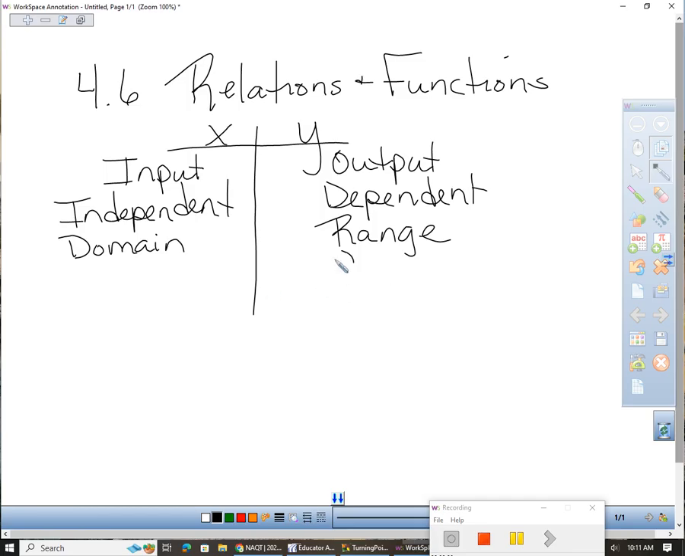And that is this symbol. We say this symbol F of X. And this is function notation.